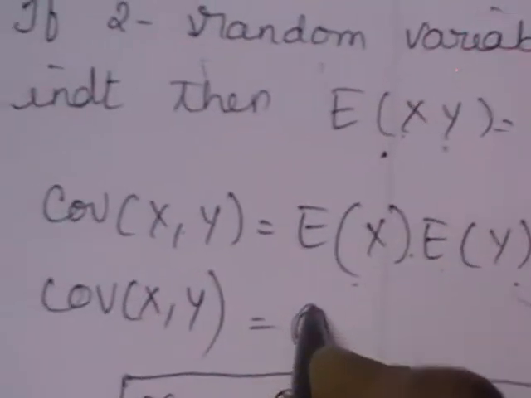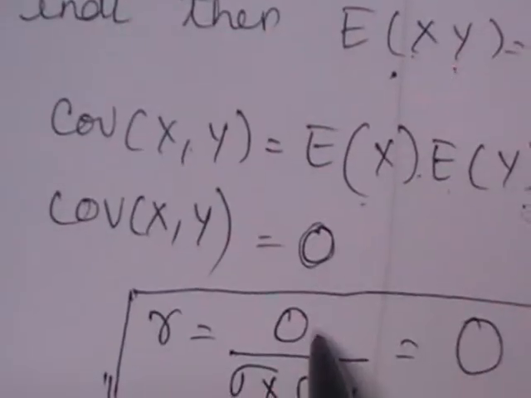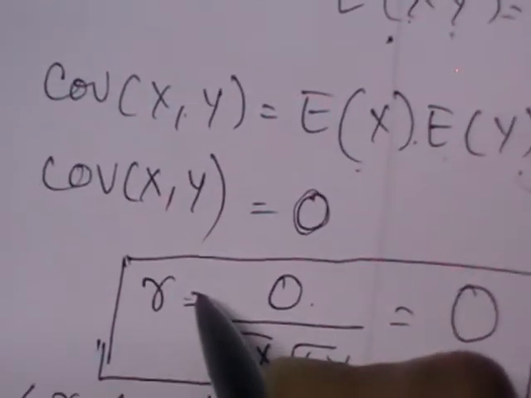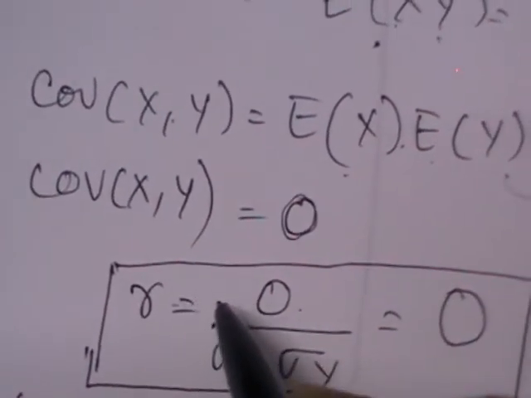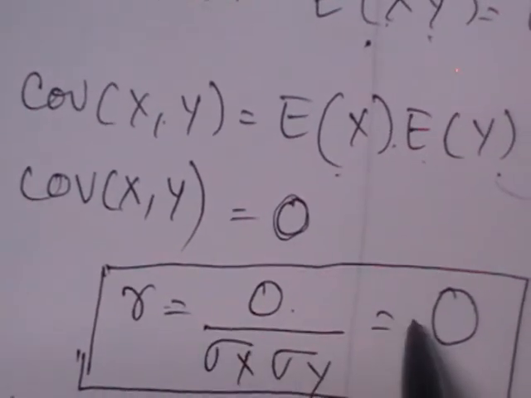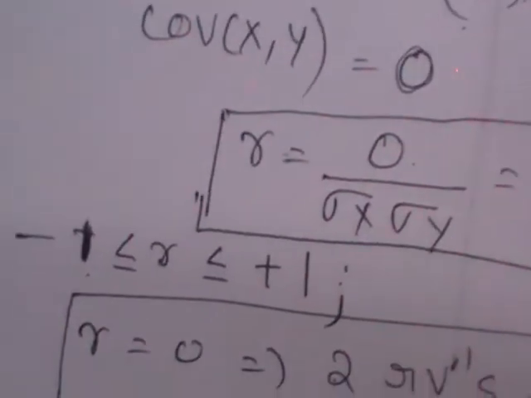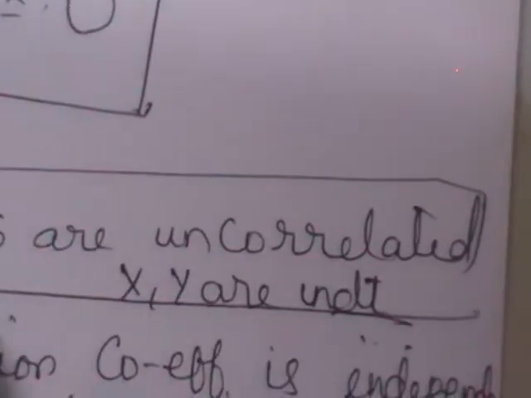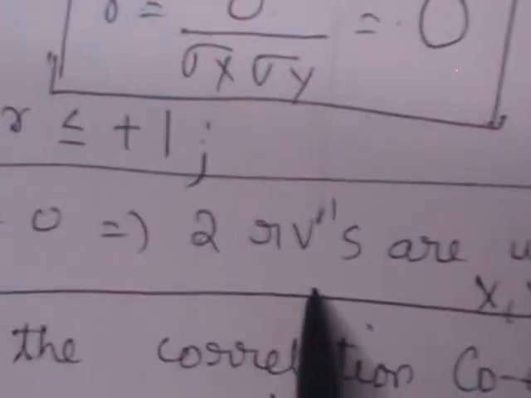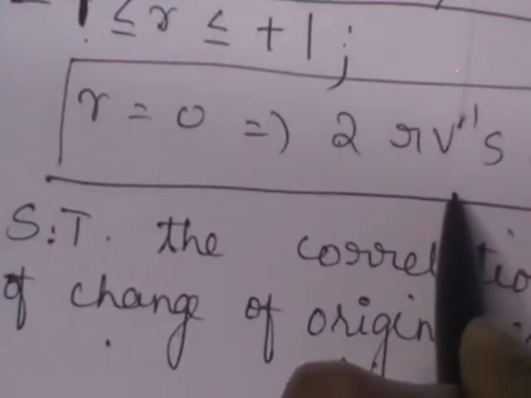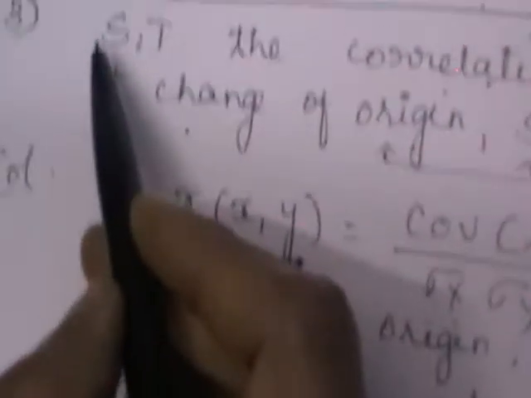So by substituting this covariance in R, which is covariance of xy by sigma x into sigma y, you get R is equal to 0. So since R is equal to 0, we can conclude that the two variables are uncorrelated. With this we can conclude that whenever two variables are independent, R is 0. Next one is the third property.